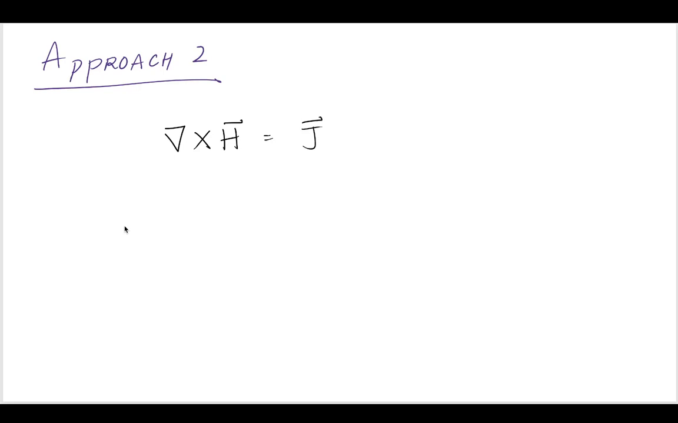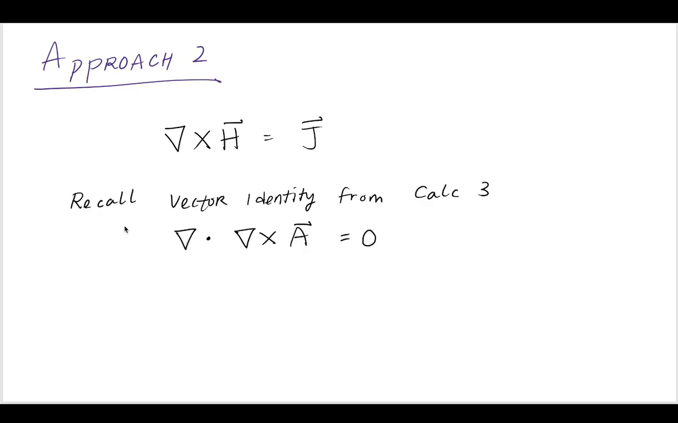And this second approach will begin with the electrostatics case, and we'll see why we need a displacement current. So we start with the electrostatics case, and we recall a vector identity. This is something that you should already know, but basically the divergence of the curl of any field is equal to 0. This is just something that we know. Curls have a divergence of 0.